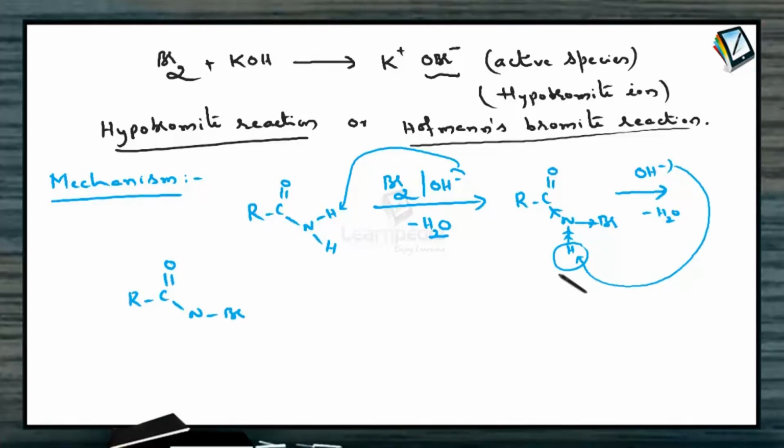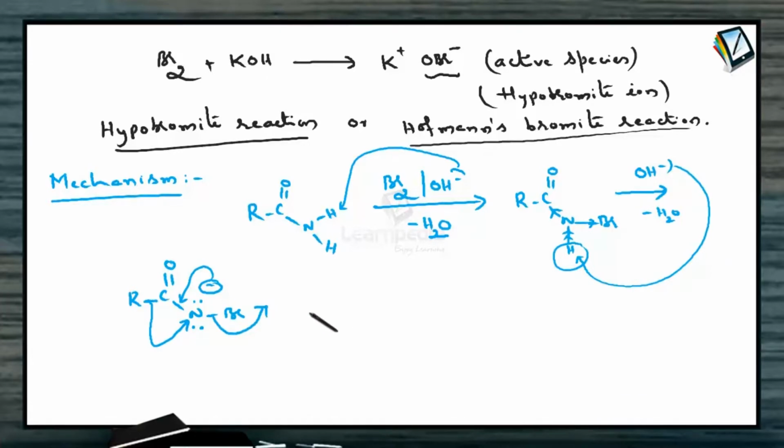But it is the H plus that is lost, so the electron pair will remain on the nitrogen atom. So nitrogen will be carrying the negative charge. Nitrogen is one of the more electronegative species, and carrying the negative charge is not that stable. So a rearrangement takes place where this electron pair will come in between carbon and nitrogen. This alkyl group with its electron pair will go and attack nitrogen, and Br minus will come out.